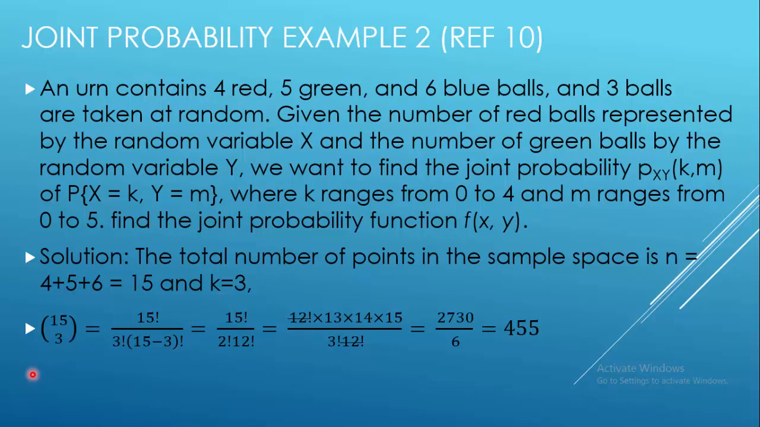So first of all, to find the total number of possible points in a sample space, we take the binomial coefficient of 15 and 3. So the formula is very simple: n factorial divided by k factorial times (n minus k) factorial. So 15 factorial divided by 3 factorial times (15 minus 3) factorial, which is 15 factorial over 3 factorial into 12 factorial, and altogether we get 455 such possible combinations.